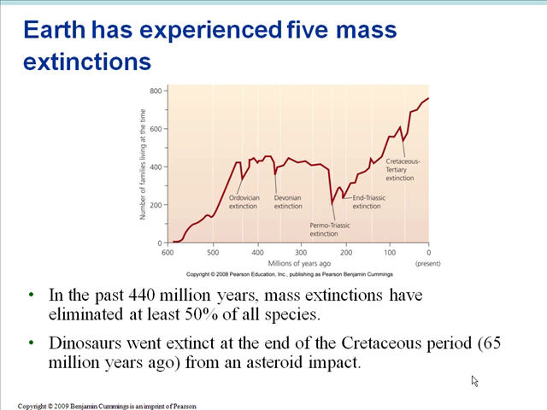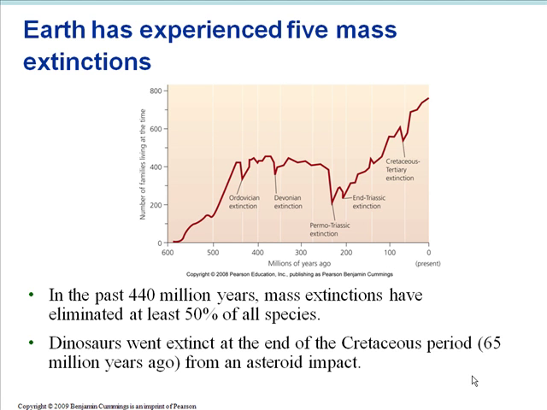Earth has experienced 5 previous mass extinctions where large numbers of species went extinct in a relatively short period of time geologically. So in the past 440 million years, mass extinctions have eliminated at least 50% of all the species on the planet.